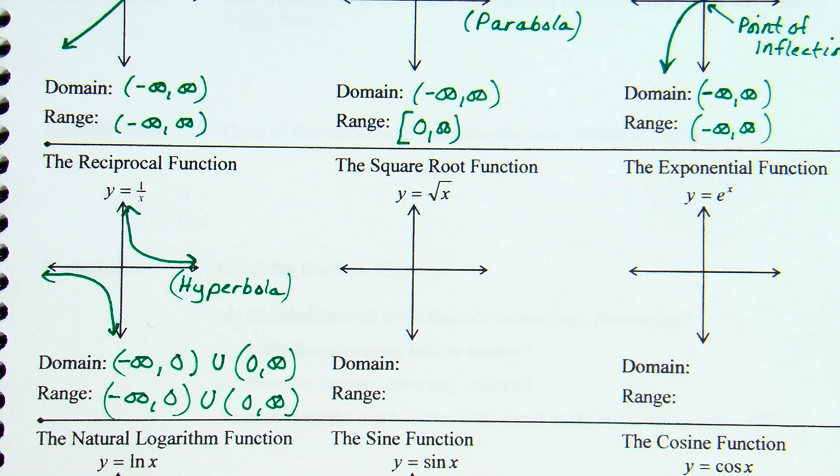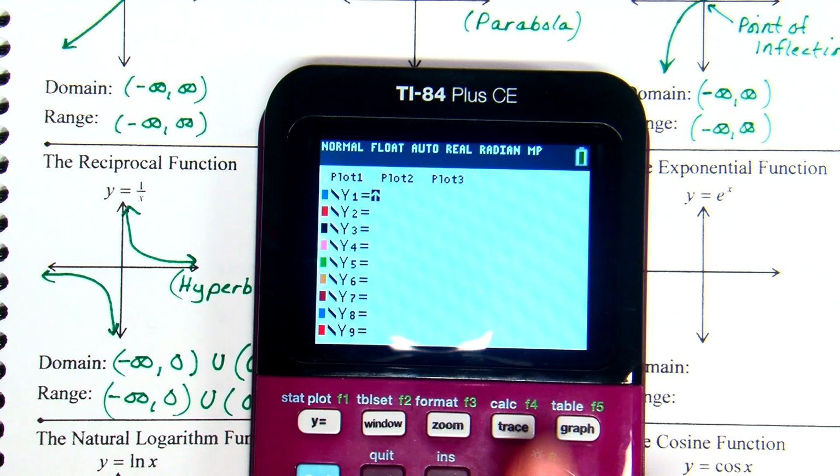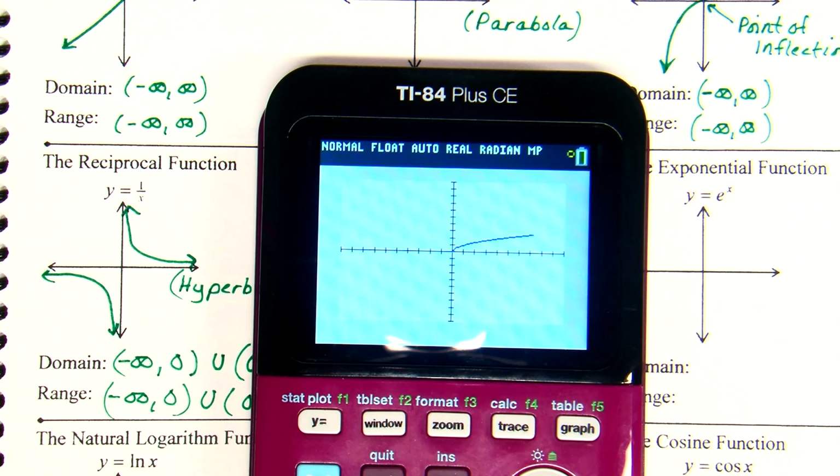Y equals the square root of x. Were you guys able to graph this one okay? You found square root and put x under it. What's this look like? Yeah, it's half of a sideways parabola. And that is exactly what it is, it's half of a sideways parabola. Because y equals the square root of x is the inverse of y equals x squared. So it starts there at 0, 0, and goes up and over.